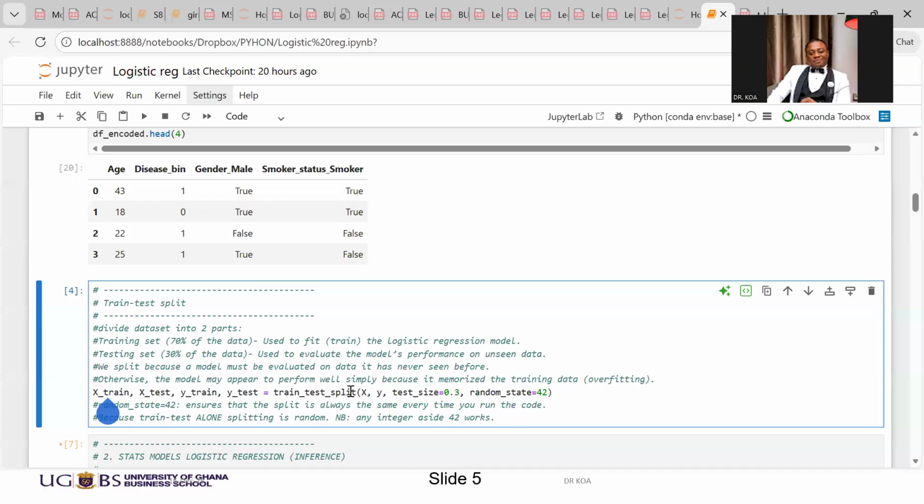Otherwise, it will copy. The model may appear to be performing well, basically because it's memorized, it's copied the training data. And this copying is a very popular word in machine learning known as overfitting. You learn that.